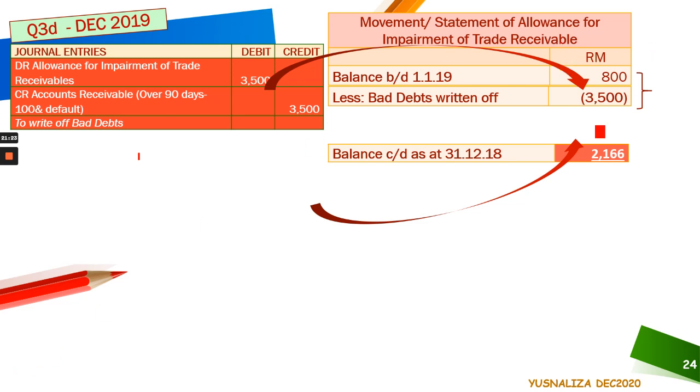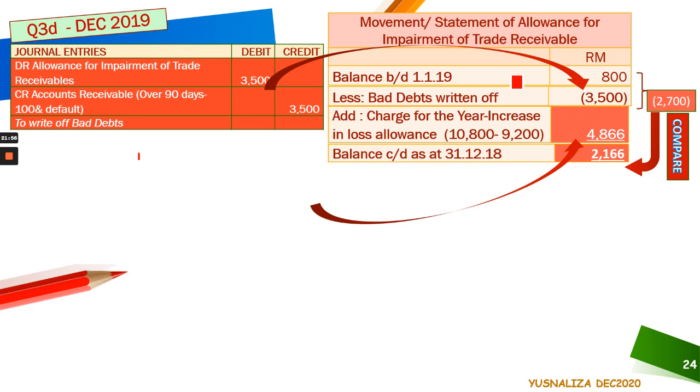Then you have to compare. You want to get what is the charge for the year here, right? So you will have to compare the total here, which is the running balance here, which will be 2,700, a negative balance or an outflow. You will compare this with the balance at the end of the year, that is based on the loss allowance that we have calculated earlier. Therefore, you will get an increase of 4866.